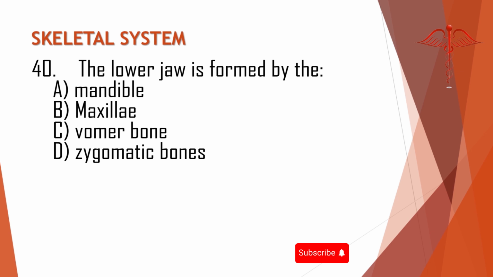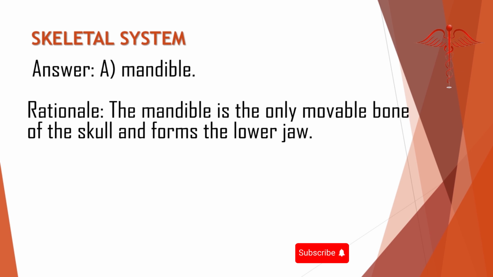40. The lower jaw is formed by the A. Mandible. B. Maxillae. C. Vomer bone. D. Zygomatic bones. Answer: A. Mandible. Rationale: the mandible is the only movable bone of the skull and forms the lower jaw.